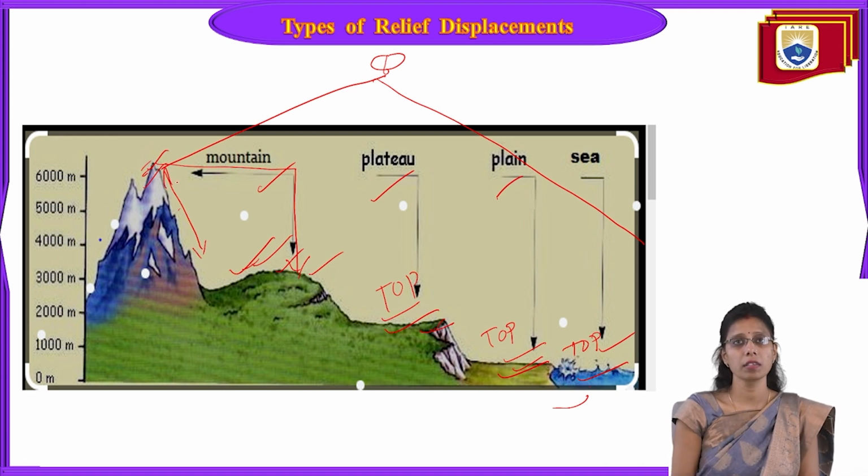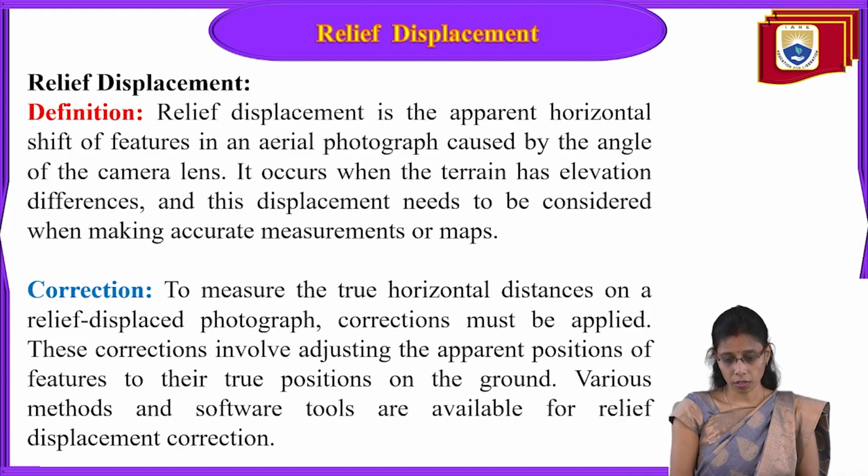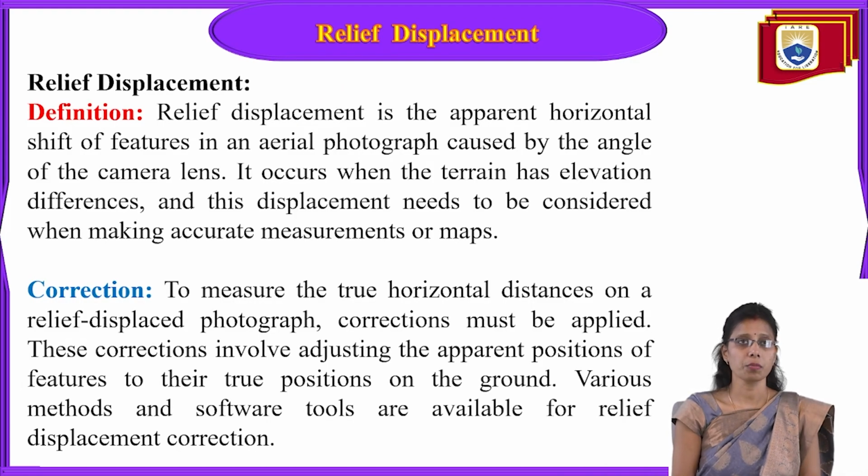So this is called relief displacement. Now these are different kinds of relief. What is relief displacement? So we understood, right? What is relief? Relief is the ups and downs of a topographical area, either hills, plateau, plains or any kind of topography.